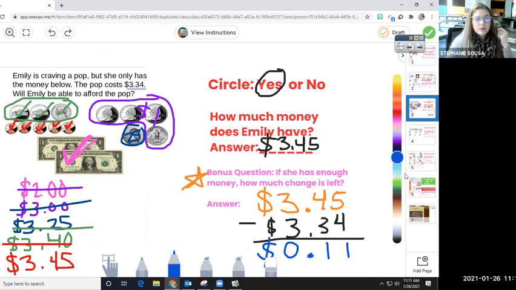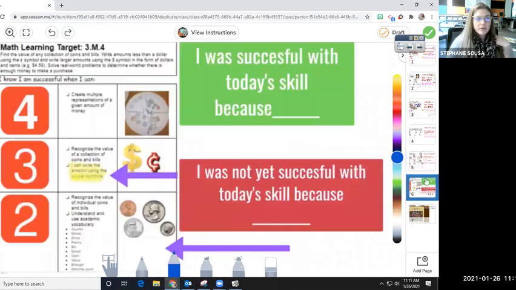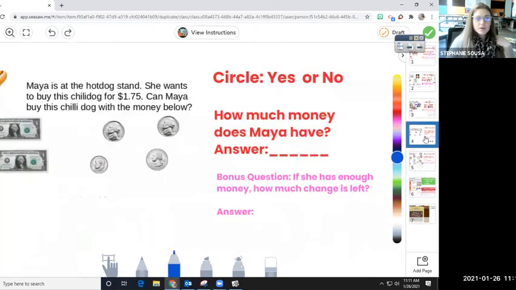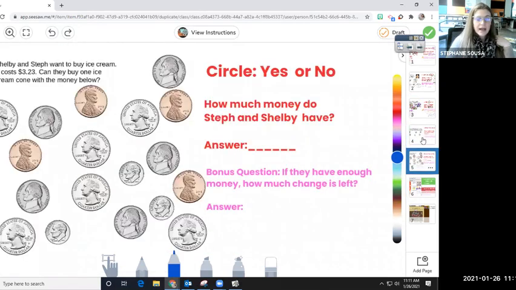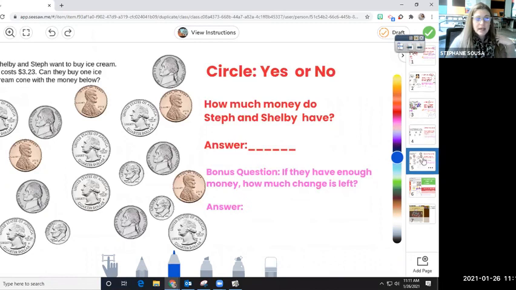Today for your independent work, you are going to complete slides 4, 5, and 6. On slides 4 and 5, they're exactly as we've done together. There's an amount of money. There's an item that the person wants to buy. You are going to determine if they have enough money, and if they do, how much change they are going to get. Okay, for slides 4 and 5, it's the same.